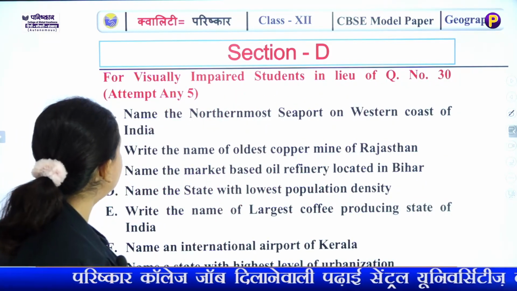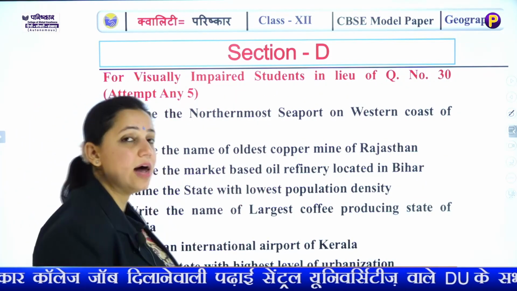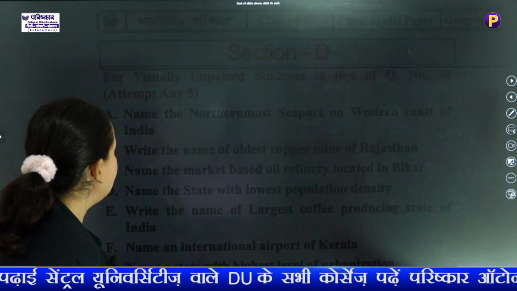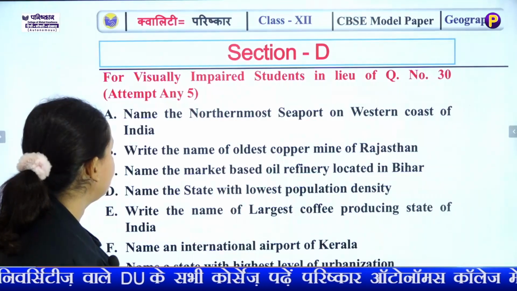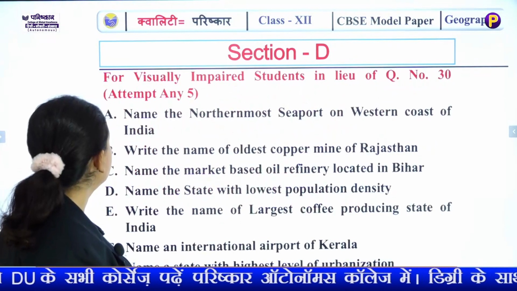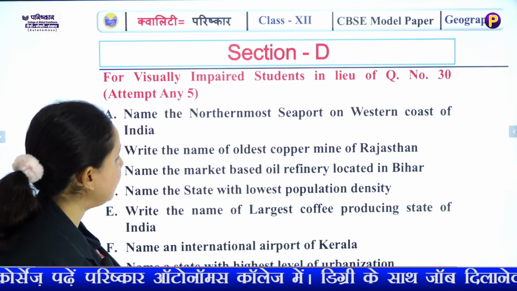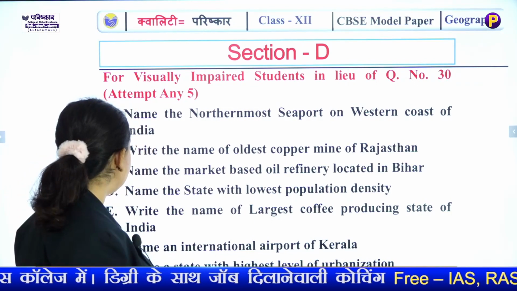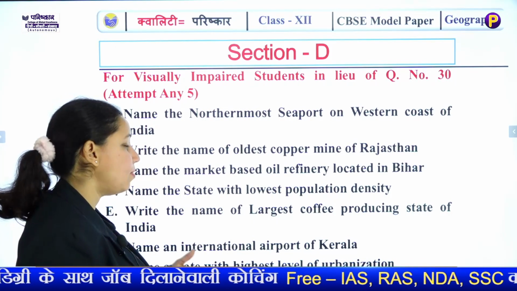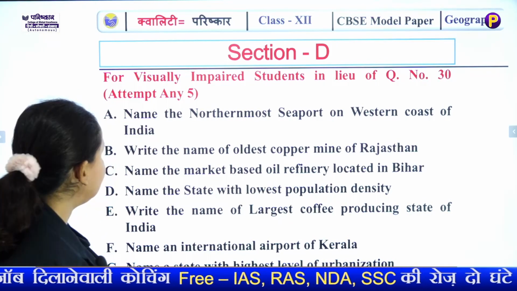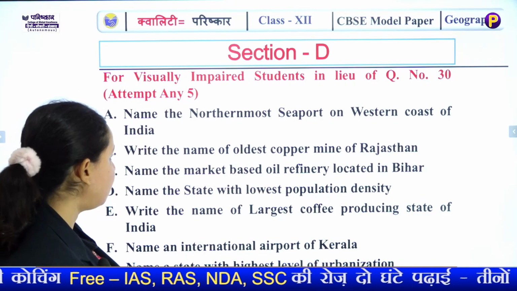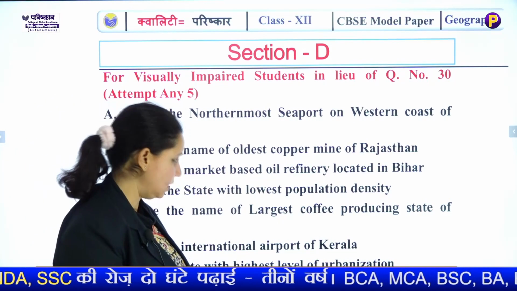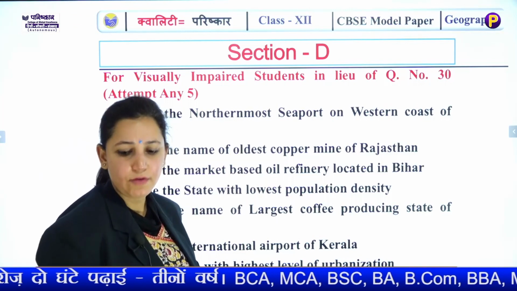For visually impaired student, the answers will be the same. Name the northernmost seaport on the western coast of India is Kandla. Write the name of the oldest copper mine in Rajasthan. Name the market-based oil refinery located in Bihar. Name the state with lowest population density. Write the name of the largest coffee producing state, international airport, state with highest level of urbanization. So more or less the question are same for visually impaired students.